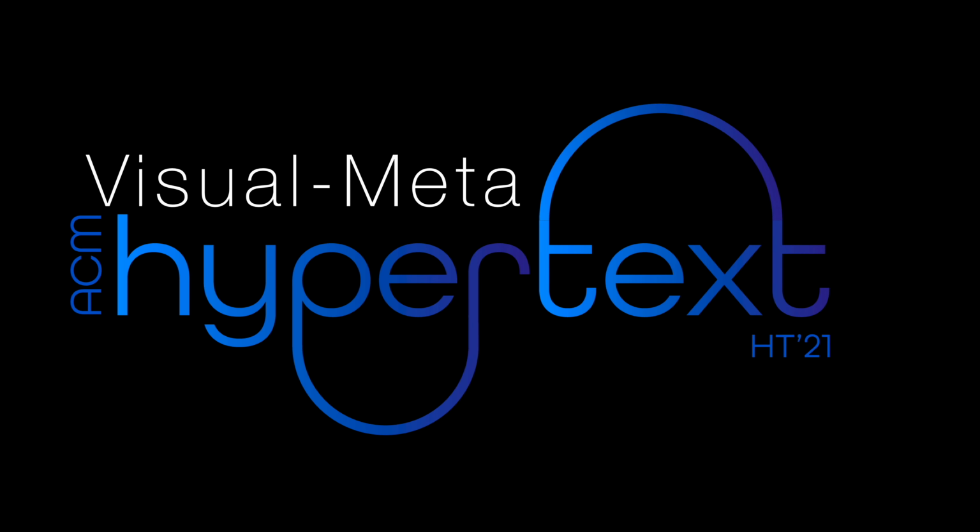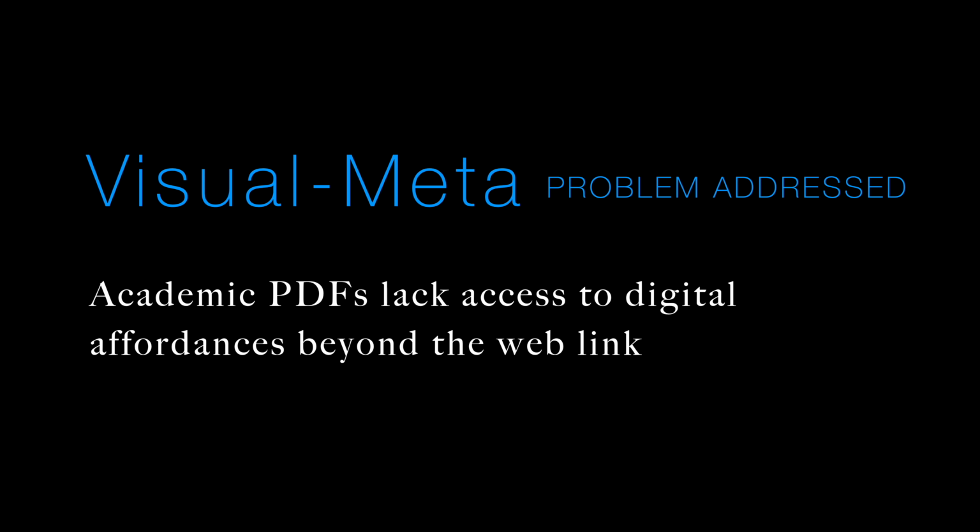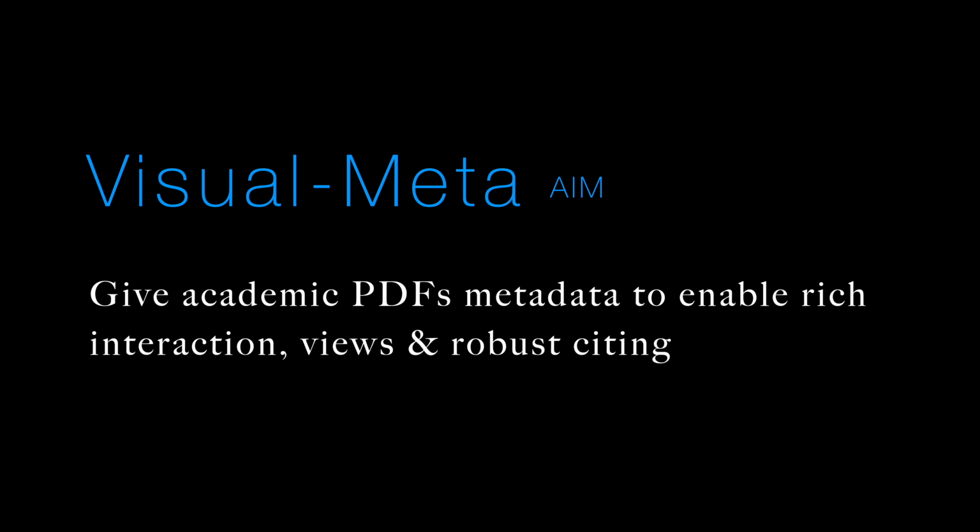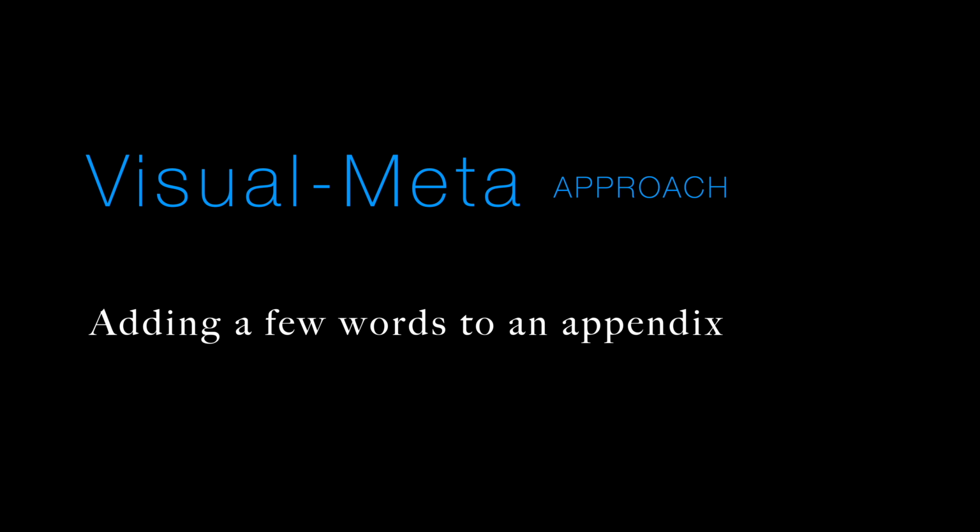What we're presenting today is what we call visual meta. The problem addressed is that academic PDFs lack access to digital affordances beyond the web link. Our aim is to give academic PDFs metadata to enable rich interactions, views, and robust citing. Our approach is to add a few words to an appendix.